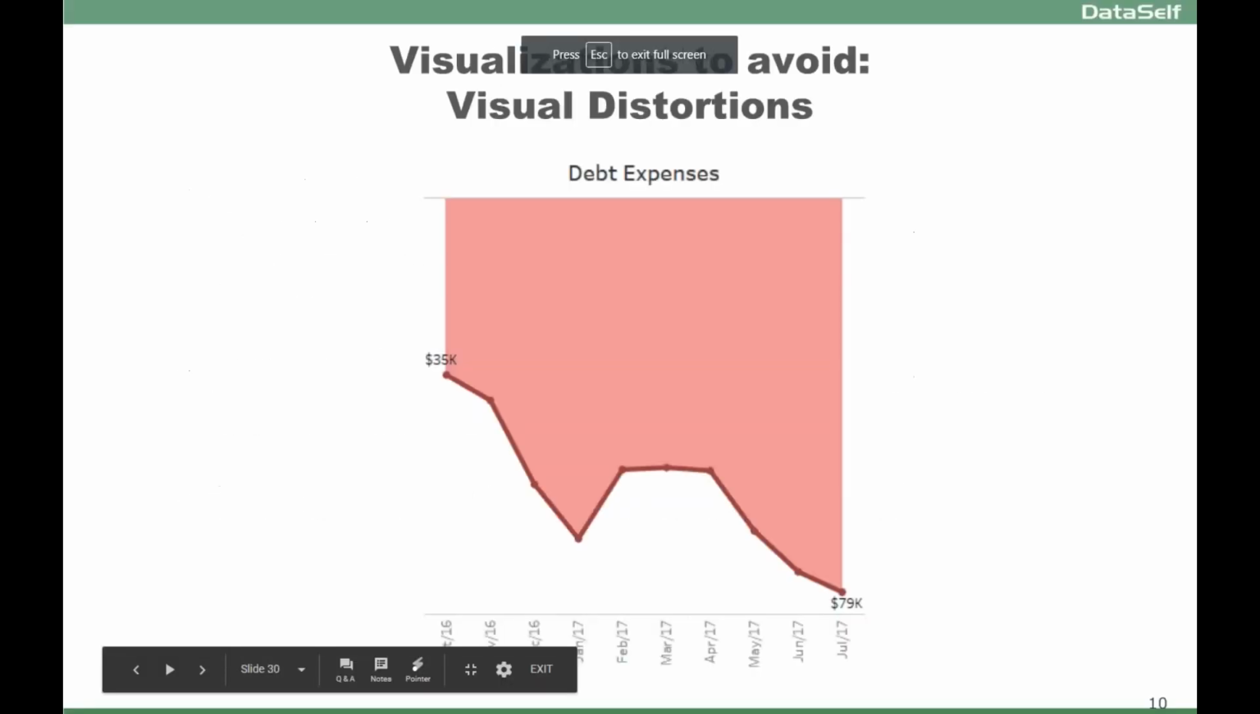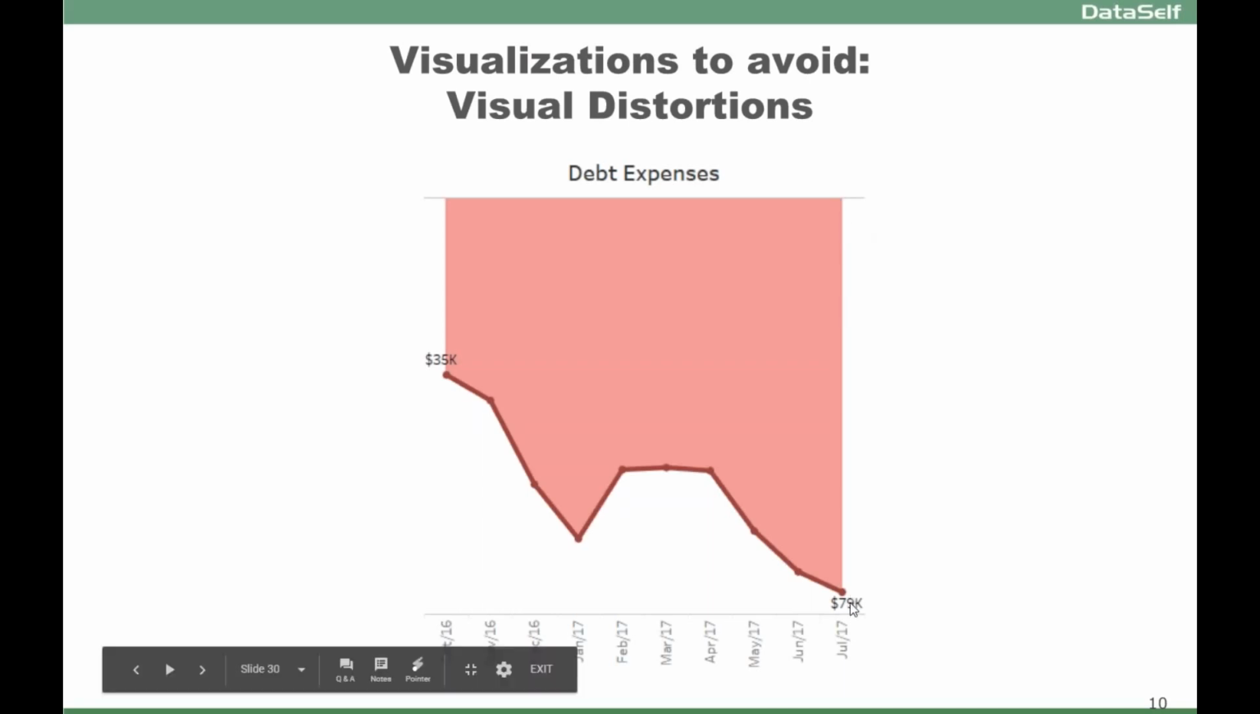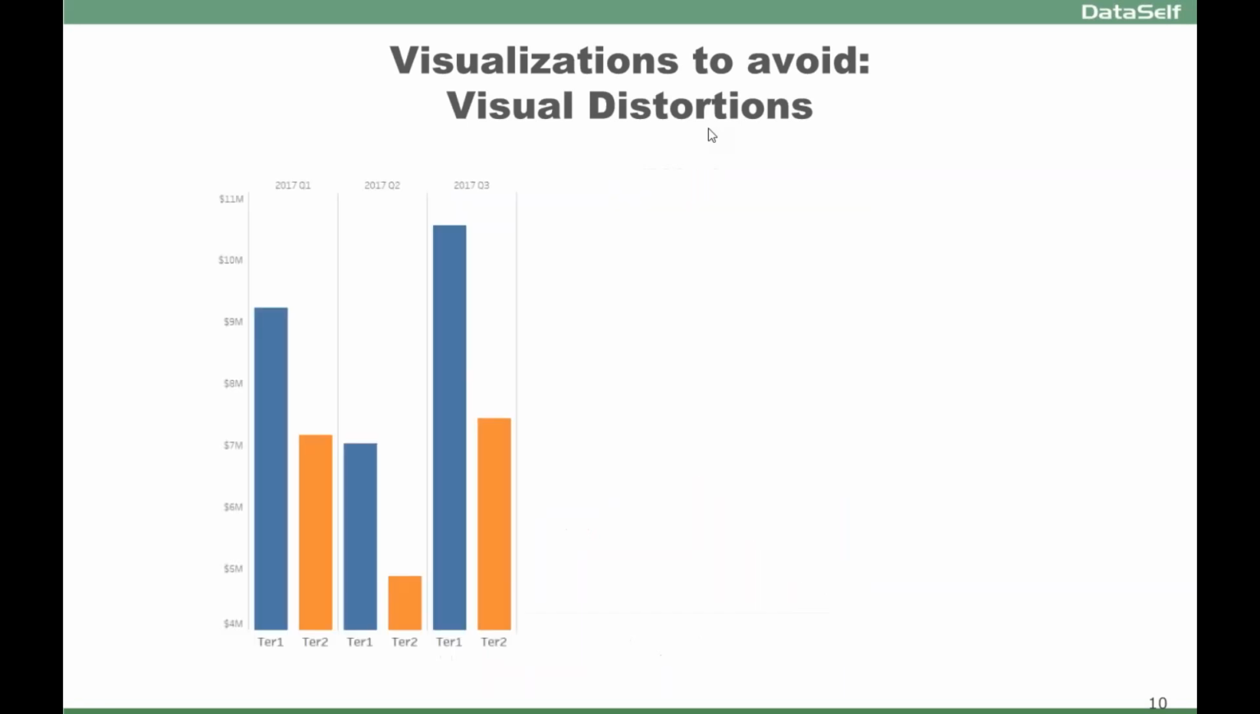Now moving along, visualizations to avoid visual distortions. In this example, the user put the actual amounts on a negative bar, so it looks like you are declining your data expenses, but they're actually growing. So visually it's declining, but the actual story is the opposite. So do not do visual distortions. This happens, and it's bad.